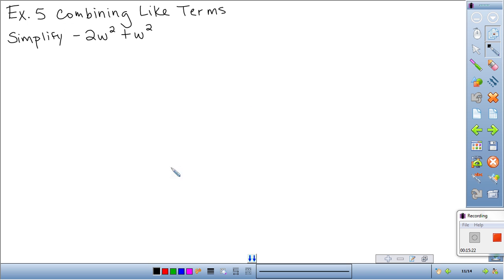Example 5, combining like terms. So like terms, again, remember they have the exact same variable factors. So look, w squared and w squared, they have the exact same variable factors. Therefore, they are like terms. Again, remember, we like to leave out 1 everywhere. So there's this imaginary 1 in front of w squared. There's just one w squared factor. So negative 2w squared plus 1w squared. Negative 2 plus 1 is negative 1 w squared. And then we can simplify that. Remember, we leave out the 1, so it's just negative w squared.